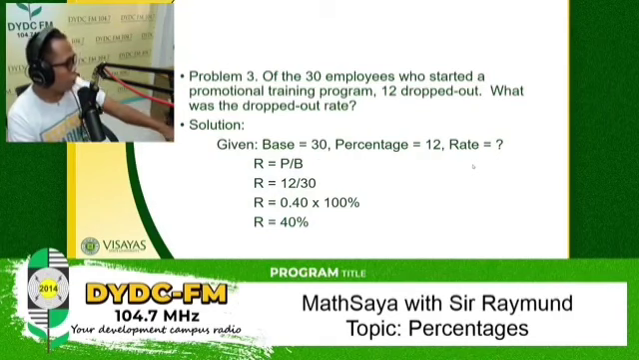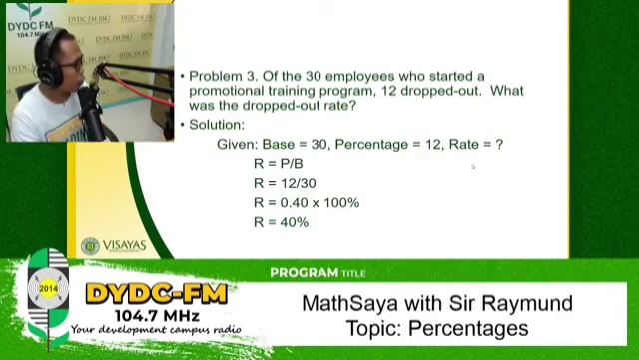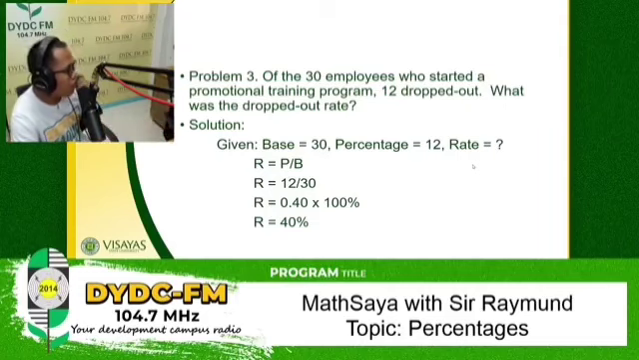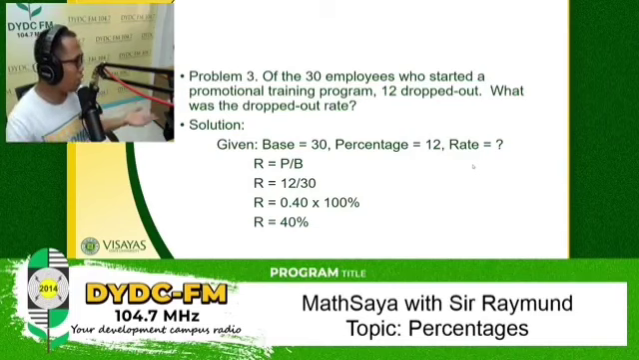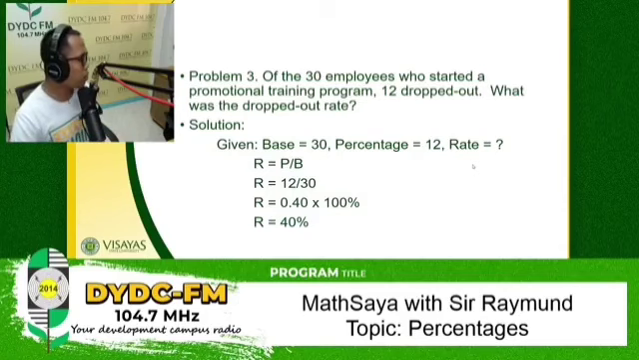Of the 30 employees who started a promotional training program, 12 dropped out. So, 12 ang nag-drop. What was the dropout rate? So, base given is 30, percentage now is 12, find the rate. So, rate is equal to percentage over the base. So, percentage is 12, divide by the base 30, so 12 over 30, that's 0.4, times 100, that's 40%. Okay?